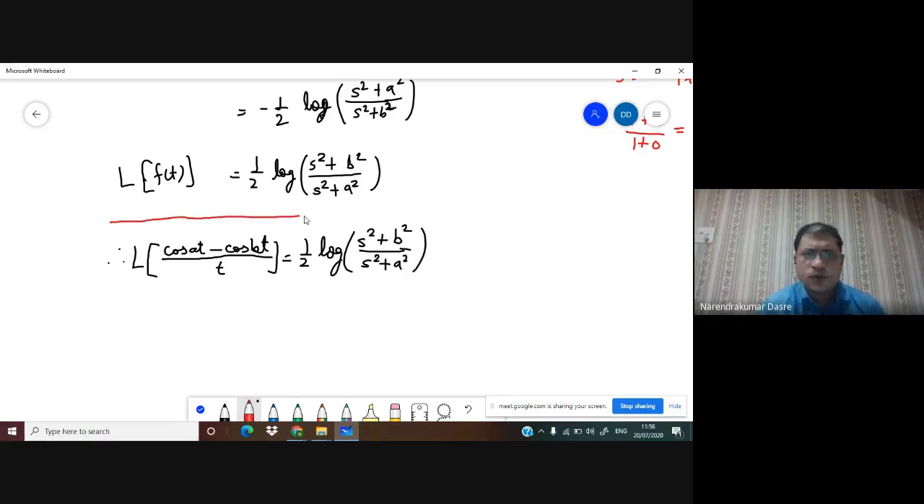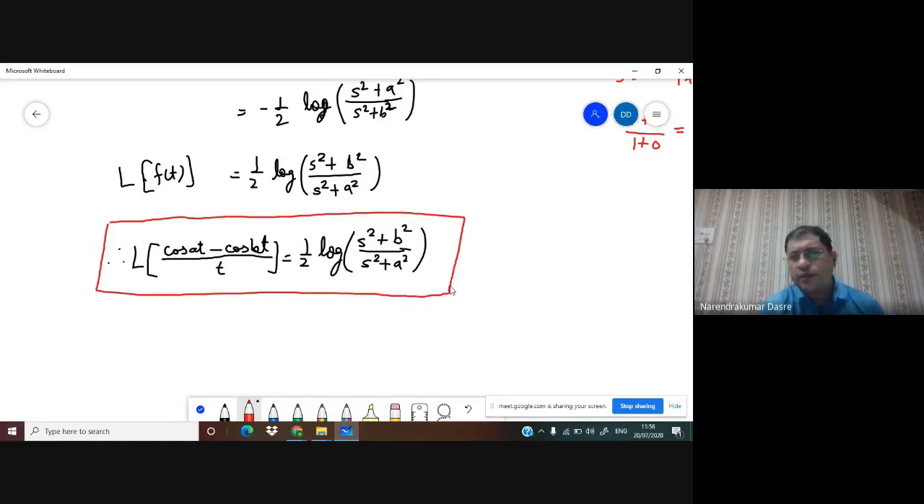Now you can see, initially we considered the case that maybe the Laplace transform of this function does not exist, but actually it exists. Hence, if you solve the steps carefully, definitely you are able to get the Laplace transform for this function.